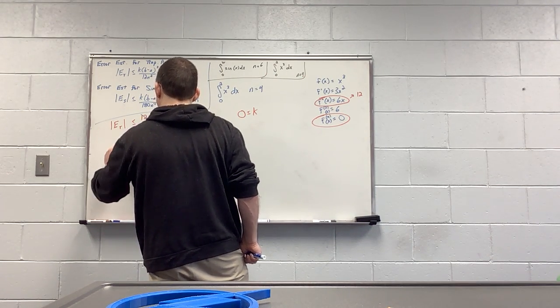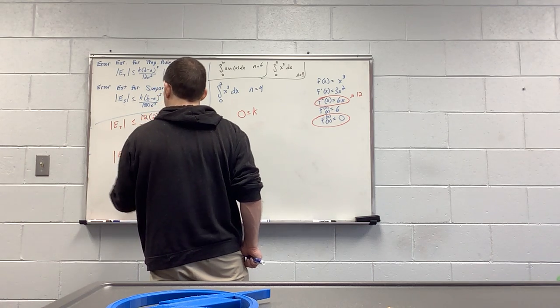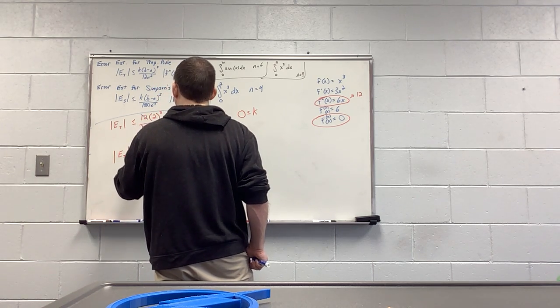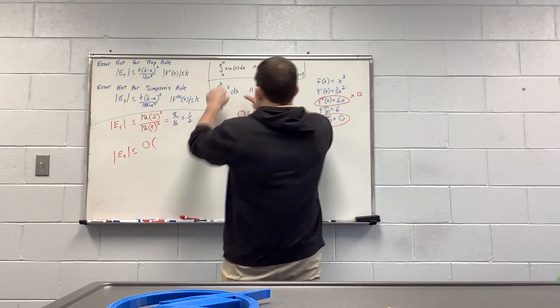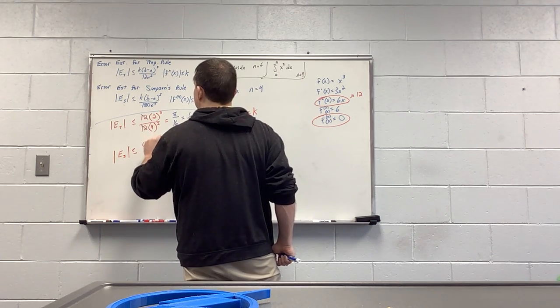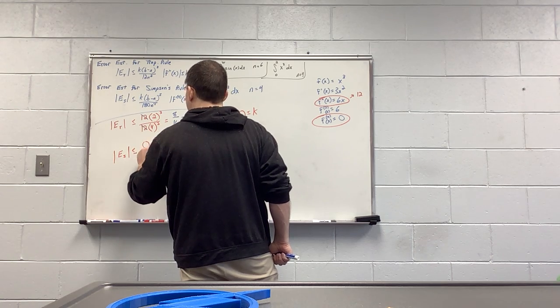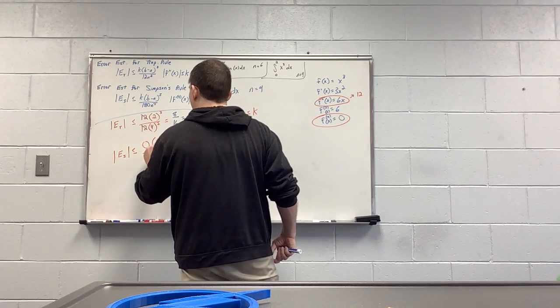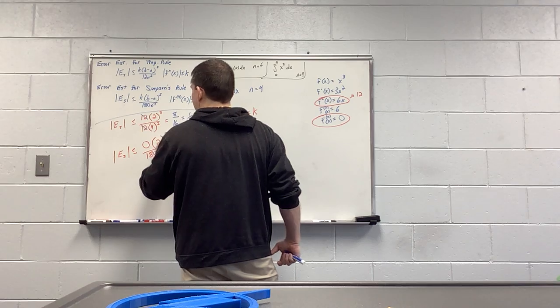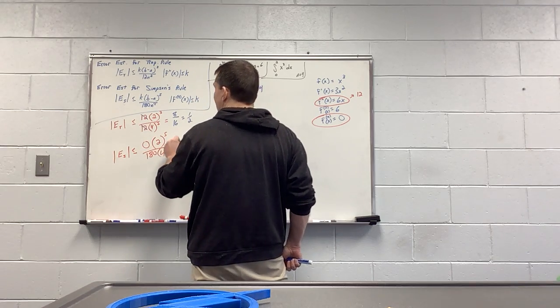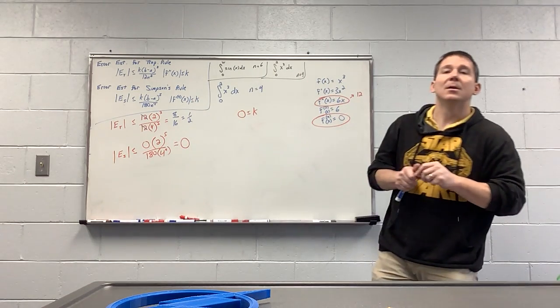I said Simpson's and I wrote t. My error estimate for Simpson's will be 0 times b minus a, which is still 2 minus 0, to the fifth, all over 180, times n, which is 4, to the fourth. But of course here that's 0, so I just get 0.